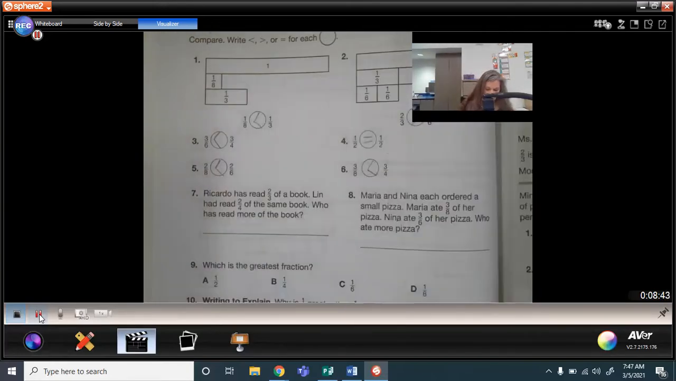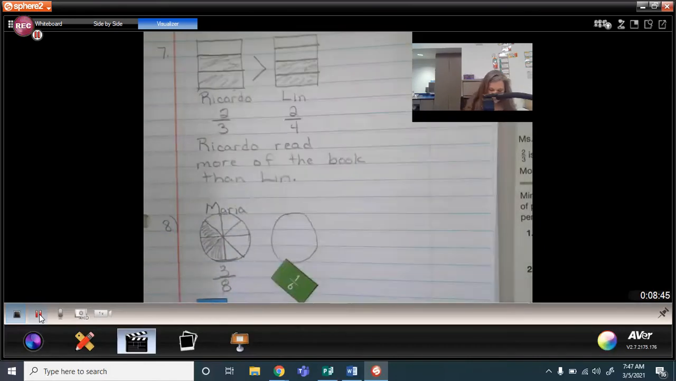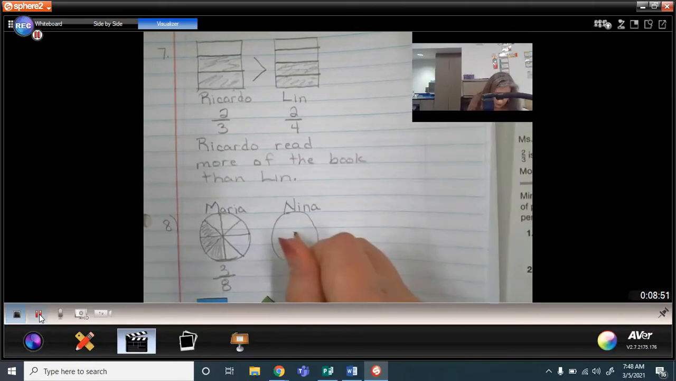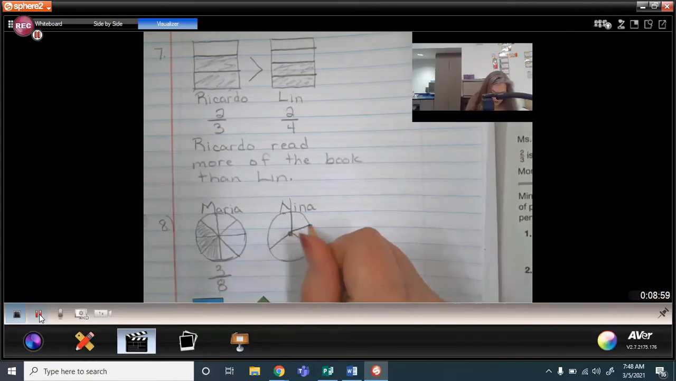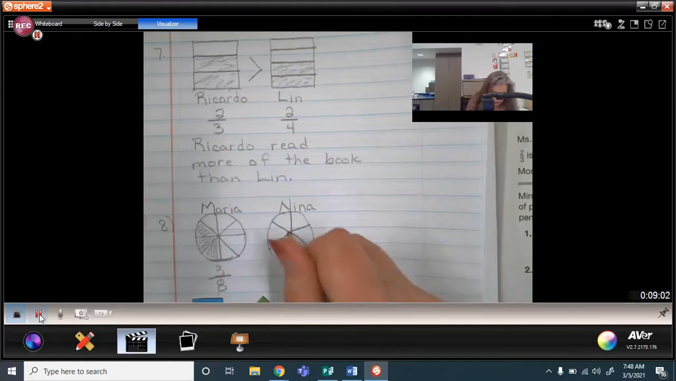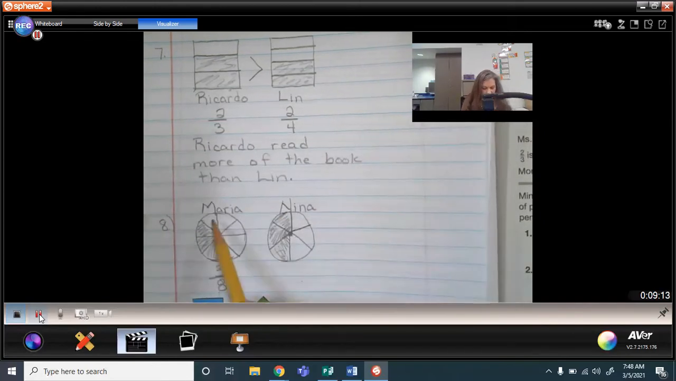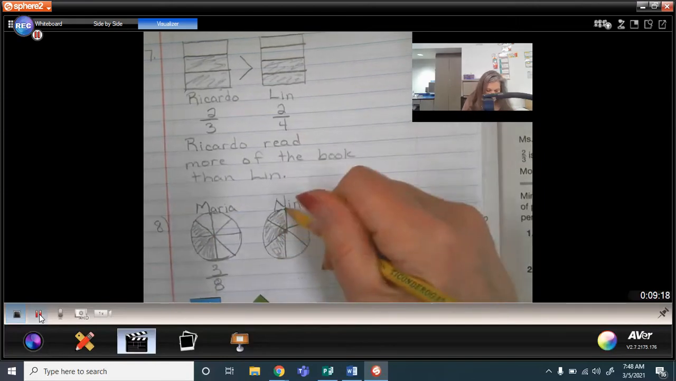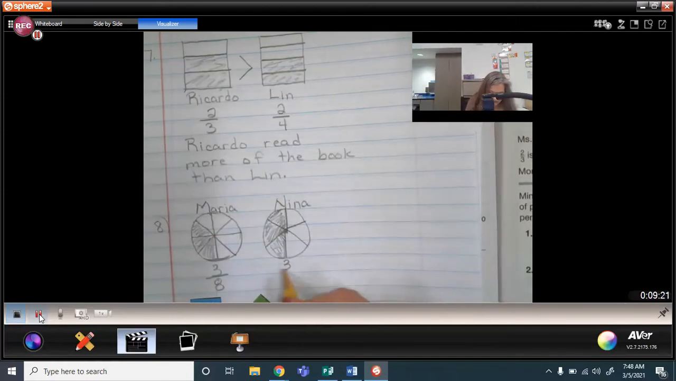And then I've got Nina. Nina has hers in 6ths, so I'm going to start with 3rds. I like to make a wide Y when I do 3rds. So there's a 3rd, a 3rd, and a 3rd. Take those 3rds and cut them into 2 pieces. Now I have 6ths: 1, 2/6, 3/6. We can see that these 3/8 are going to be less than those 3/6.